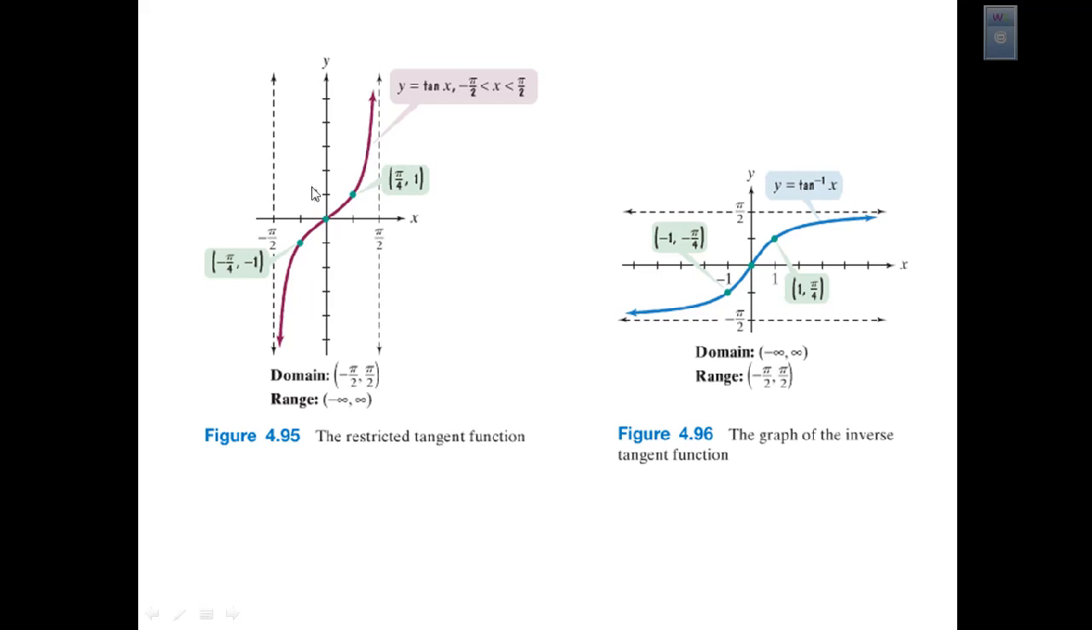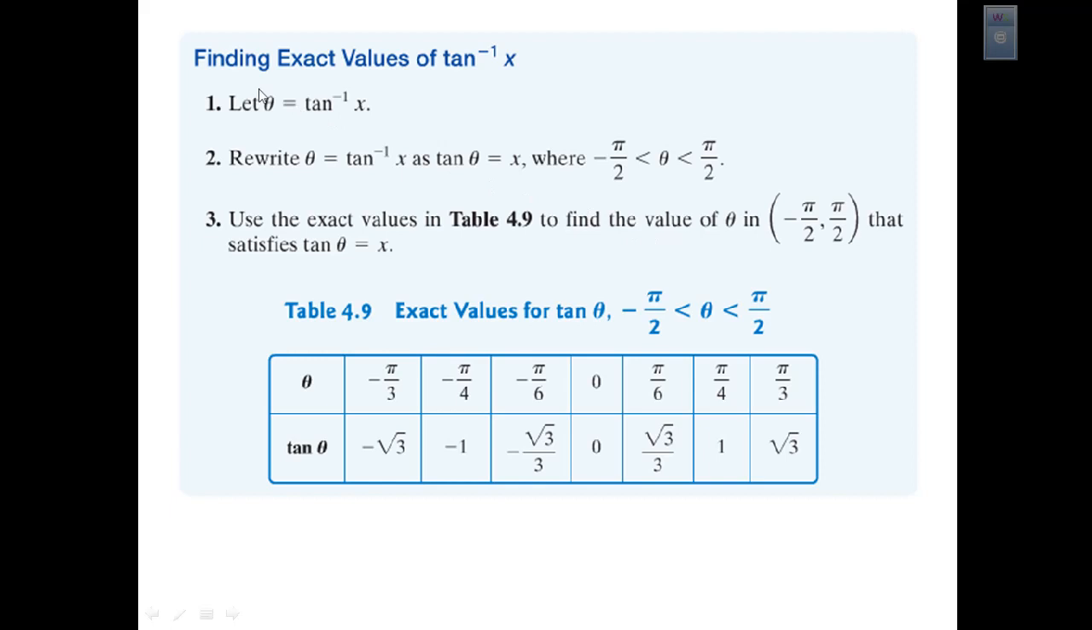All right, so there's my key period of the tangent graph, and there it is as an inverse. Notice that it just flips across the line y equals x. This is true of all of these inverse functions. So finding the exact values for the inverse tangent, you're going to let theta equal inverse tangent of x, rewrite it as tan theta equals x. These are the same steps we used for the other two. So you're just working backwards to figure out what is my angle.